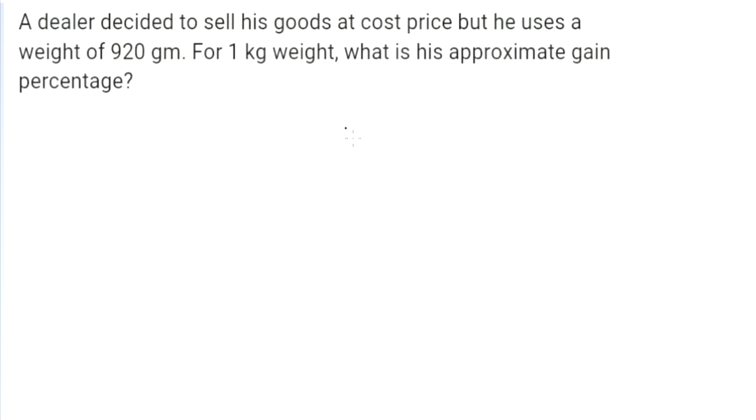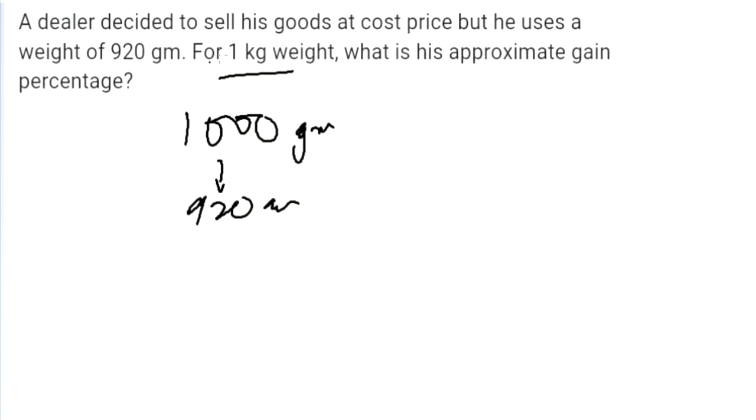Here, let's go with gram, because the unit has to be the same. The actual gram needed to be used was 1000 gram, but he uses 920 gram. A dealer sells his goods at cost price, but he uses this. What is the approximate gain? Simple, right?